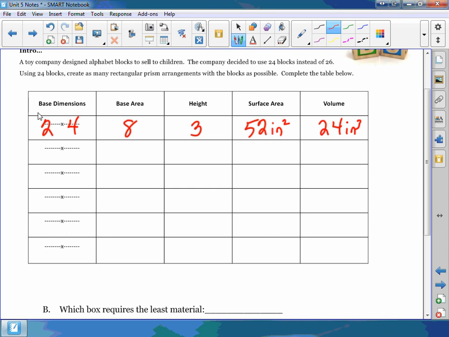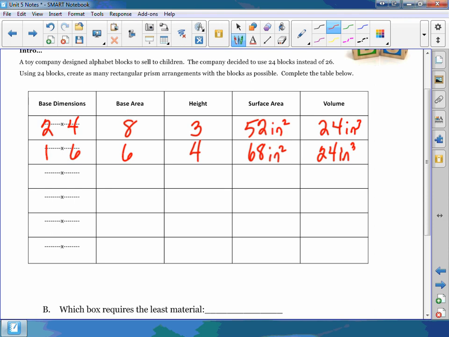Go ahead, Quinn. 1 by 6, area 6, height, surface area. 68 square inches. Volume, Quinn. Remember, guys, just because you have different numbers in a different order doesn't make it a different combination, right? So a 1 by 6 by 4 is the same thing as a 4 by 6 by 1. It's just oriented differently on that one.